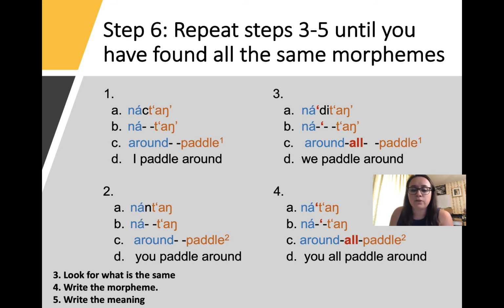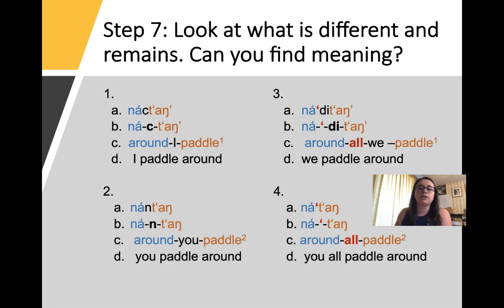Now that fills out the word for 4, but we still have other parts left, right? And nothing is the same. So I think we've repeated steps 3 through 5 until we found all the same morphemes. Step 7, look at what is different and remains. Can you find meaning? And so it's actually tied up nicely here. If sh means I, d means we, and the n there means you, right? That's all that remains there.